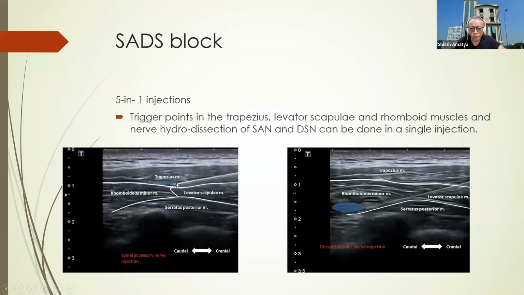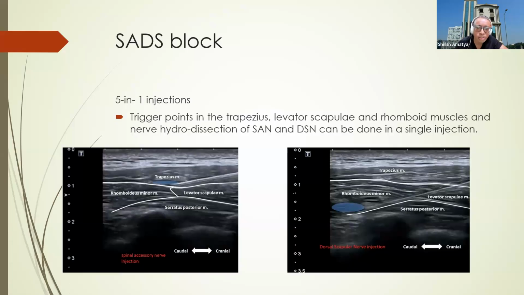Here, the left side picture shows the needle in the in-plane direction from cranial to caudal, and as you can see, the nerve is indicated with the blue color marking between the trapezius and the levator scapulae and rhomboid. So this is the area of blockade for the spinal accessory nerve. If we further push our needle downwards in the same axis and place it between the second and third layer, that is the rhomboid and levator scapulae above, and the serratus posterior superior below, then this is the area for the blockade of the dorsal scapular nerve.